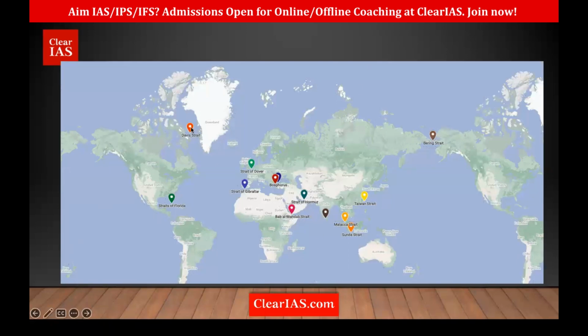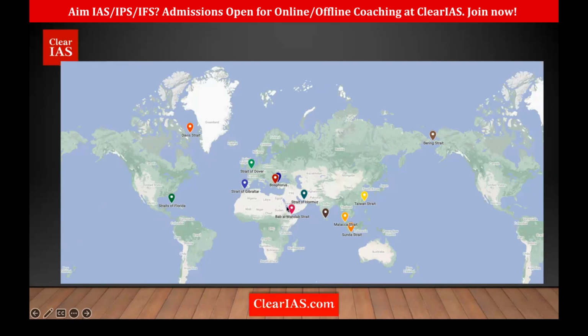You have the Davis Strait somewhere on the top of North America. Then the Strait of Florida is here. There's the Gulf of Mexico, and here there is Florida. The Strait of Dover is between the UK and France, in the European region. Between Europe and Africa, you have the Strait of Gibraltar, then the Bosphorus and Dardanelles Strait.